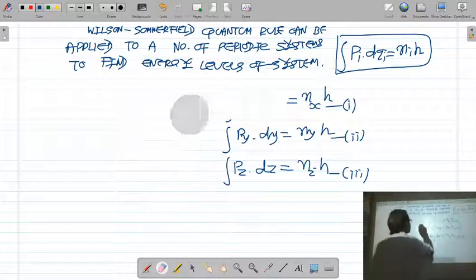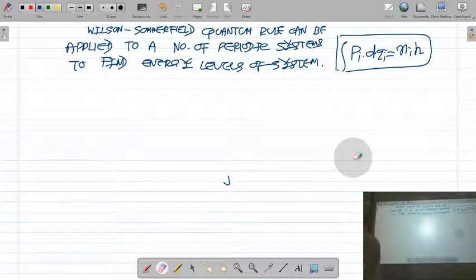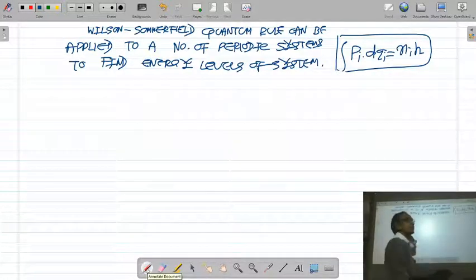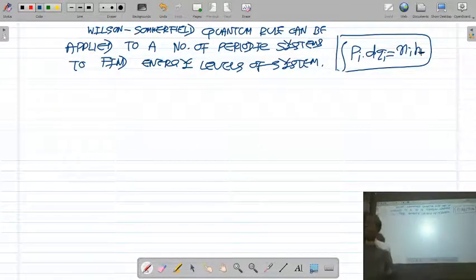Now let us apply the phase integral. Let us apply the Wilson-Sommerfeld quantum rule. What is Wilson-Sommerfeld quantum rule? The value of the phase integral pi dqi is an integral multiple of Planck constant h. This Wilson-Sommerfeld quantum rule can be applied to a number of periodic systems to find the energy of that system. Okay? We take one simple example.